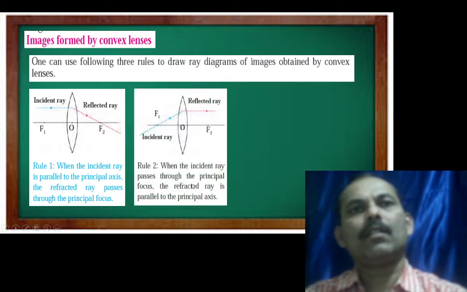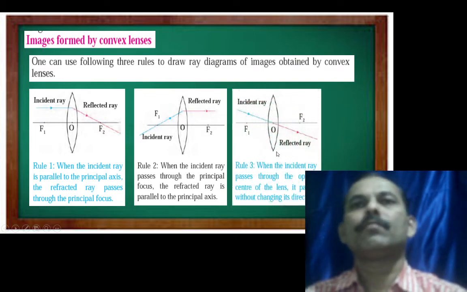Another ray: when the incident ray passes through the principal focus, after passing through this lens, it goes parallel to the principal axis, meaning vice versa of the previous rule. After refraction, the refracted ray is parallel to the principal axis, here parallel.